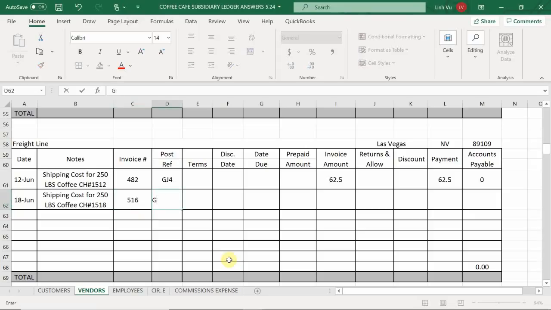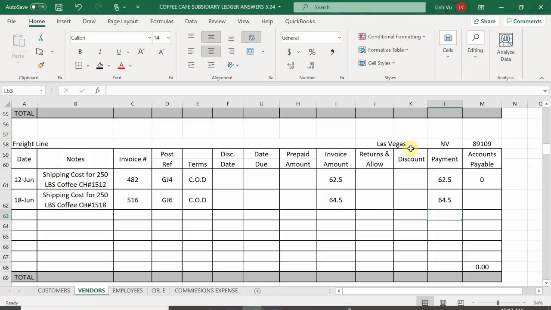General journal once again. Number 6. Okay. Obviously, terms are going to be COD. I don't know why I didn't put that in there. COD. Okay, which was a total of $64.50, and I also made a payment for $64.50 with check number 1518.